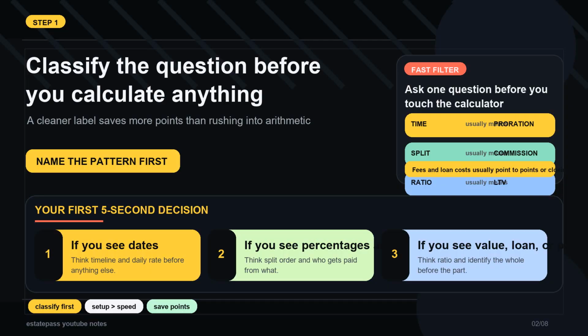The best first move is to classify the question. If you see dates, think proration. If you see people splitting money, think commission order. If you see loan amount compared to value or price, think ratio. And if you see financing fees, think points or closing math. Once you know the family, the setup becomes much calmer.